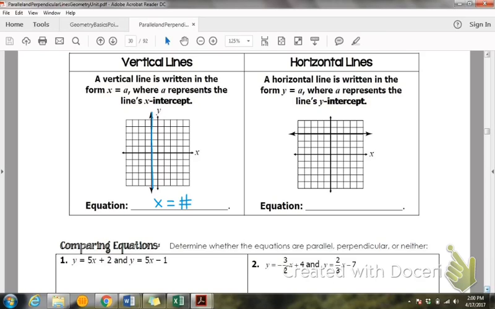Oh, okay, that's fine. X equals negative 1. So let's write that there. X equals negative 1. Okay, a horizontal line is always y equals a number. So where is this one crossing at? Where's this one at? Y equals 3.